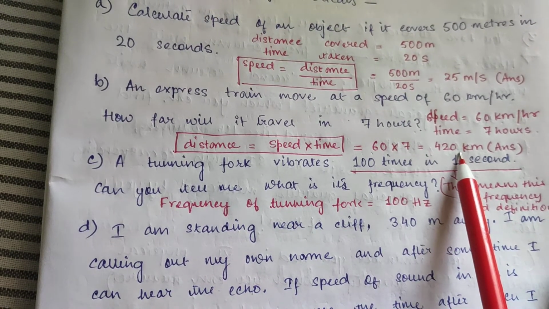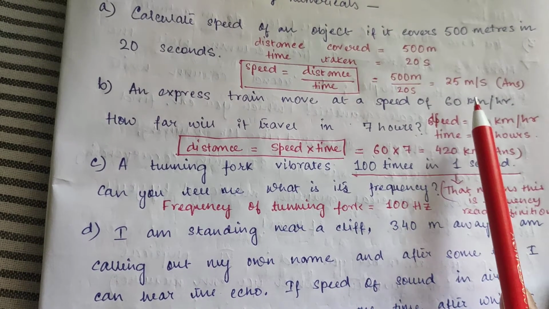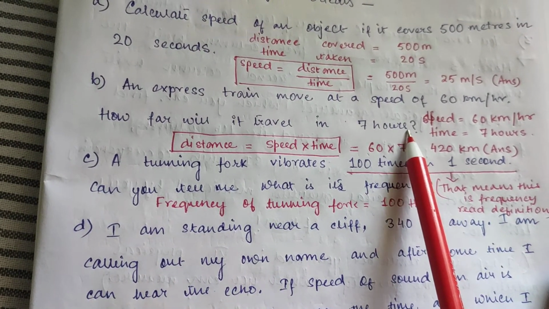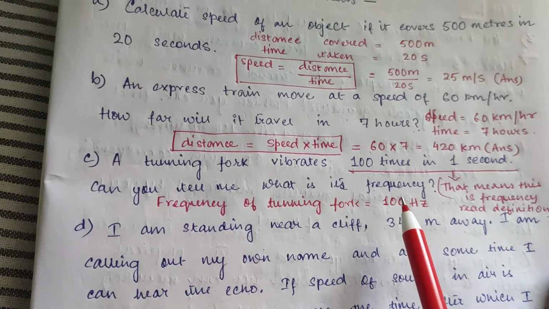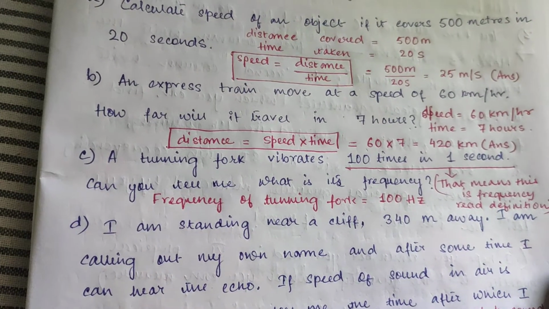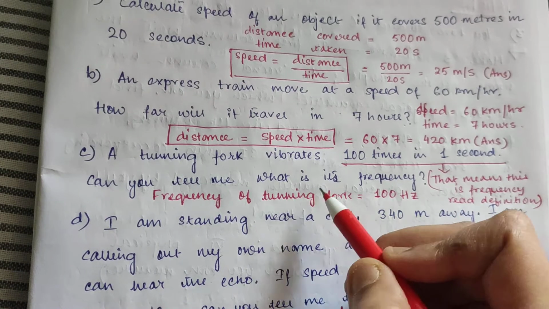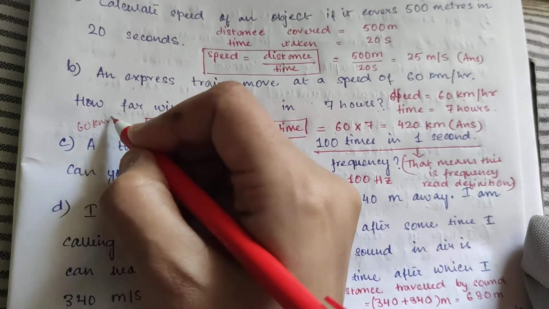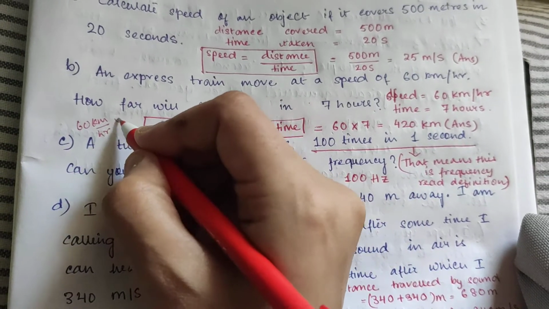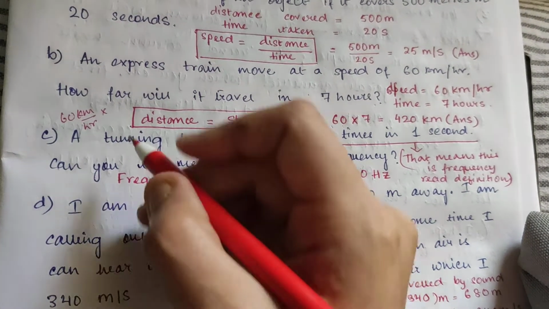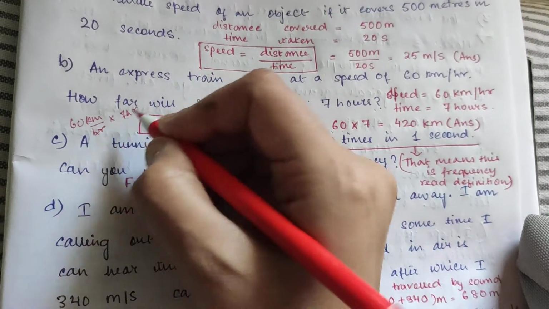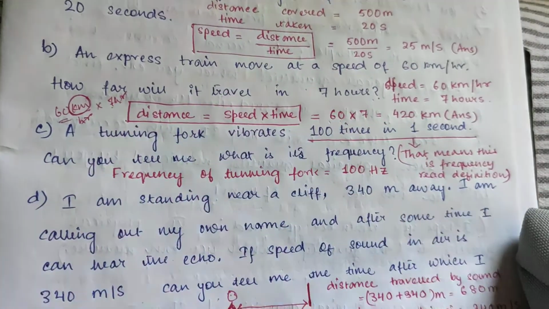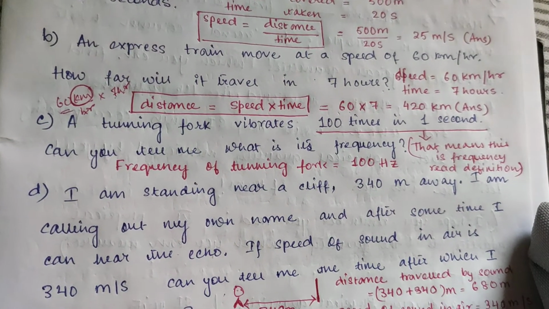Speed given 60 into time given 7. So you will get the answer in kilometer because speed is given in kilometer per hour, time in hours. So the unit of distance will be kilometer, right? You just check for yourself. If I am putting the value of speed here, 60 kilometer per hour into time, 7 hours, so the hour gets cancelled. We are left with only kilometer, right? 60 into 7, 420 kilometers.